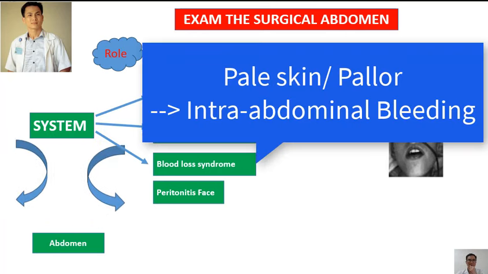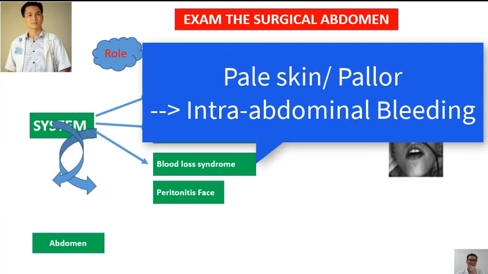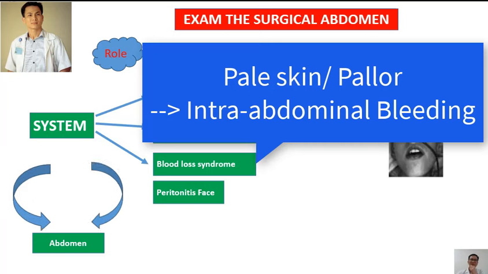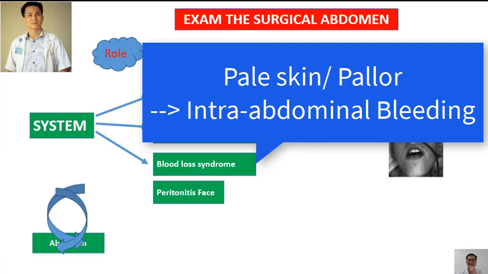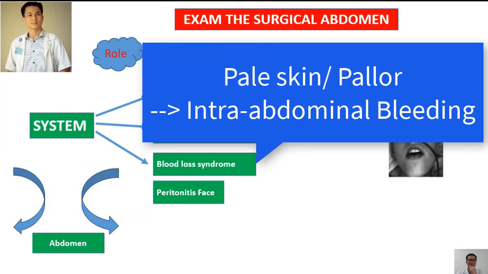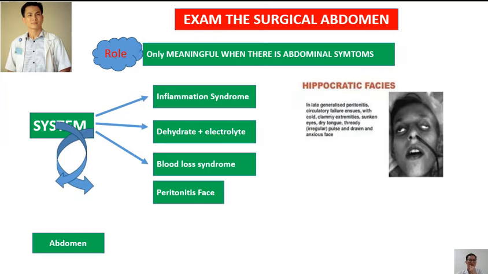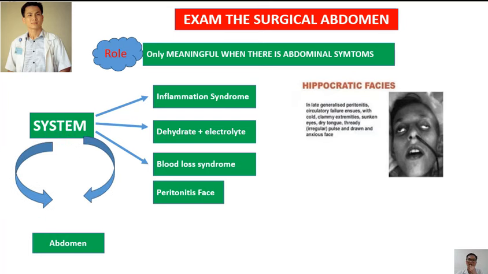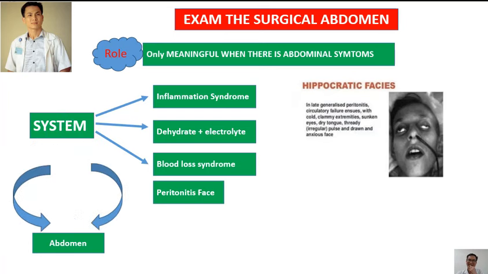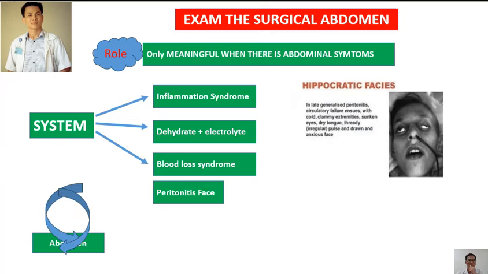Pale skin. Pallor in patients may indicate significant blood loss or shock in the context of intra-abdominal bleeding. However, the symptoms should be assessed alongside other abdominal symptoms such as abdominal pain, tenderness, or signs of distension to provide a complete clinical picture and guide accurate diagnosis and treatment.